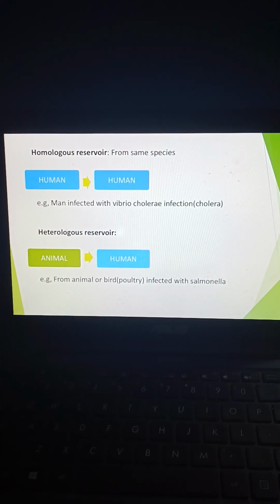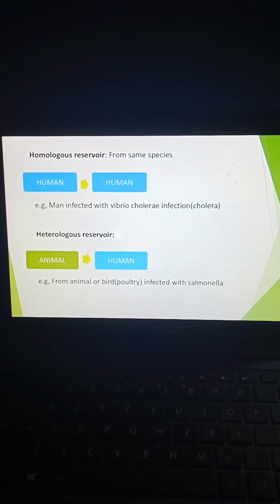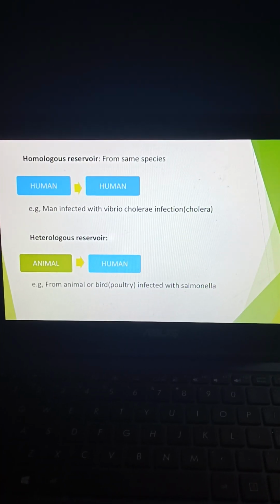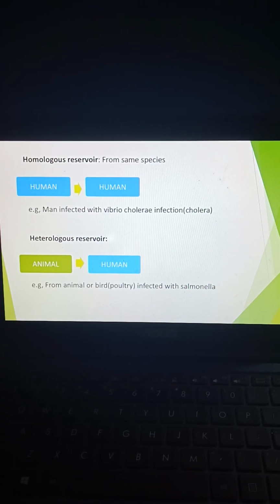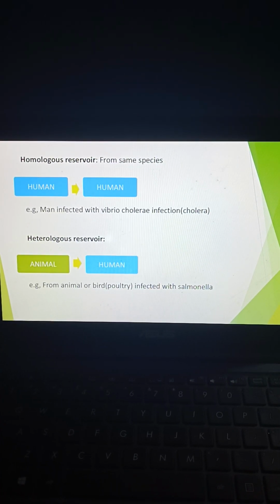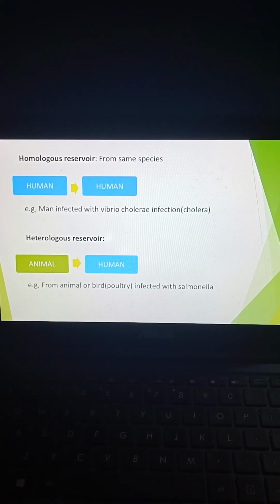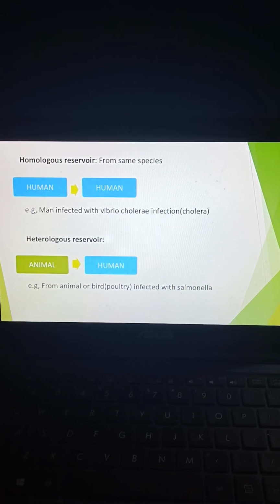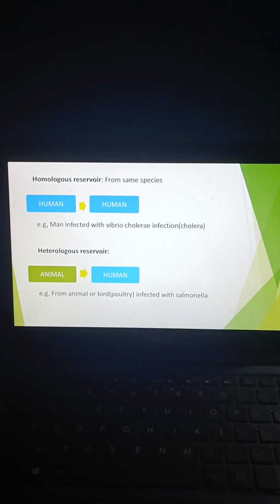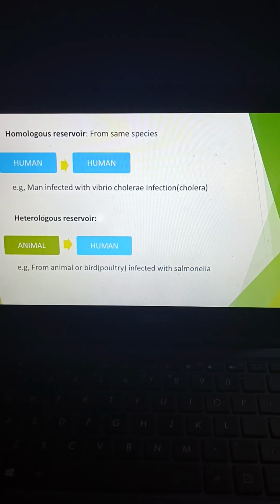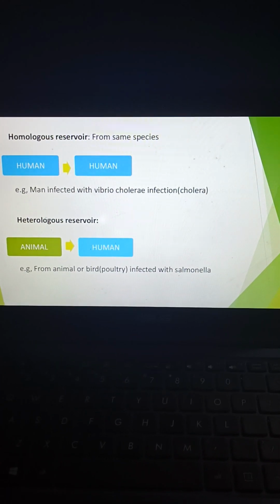Then, what is homologous reservoir? What is heterologous reservoir? Homologous reservoir is from the same species, that is human to human. For example, man infected with Vibrio cholerae infection, that is cholera. And heterologous reservoir is from animal to human. For example, from animal or bird or poultry infected with salmonella.